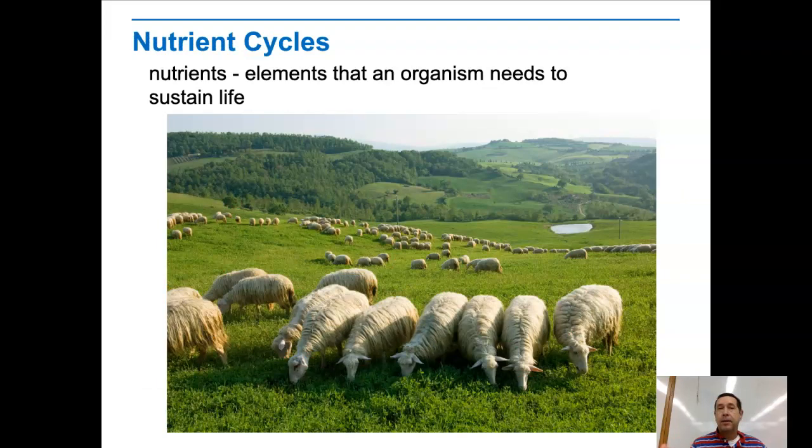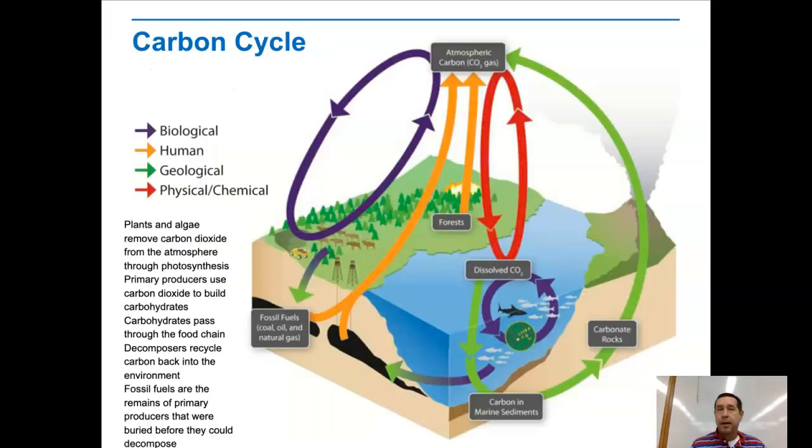Nutrients are elements that are essential for organisms to sustain life, things that they have to get from their environment. One of the cycles is the carbon cycle. You can see we've got several things going on here in the carbon cycle.